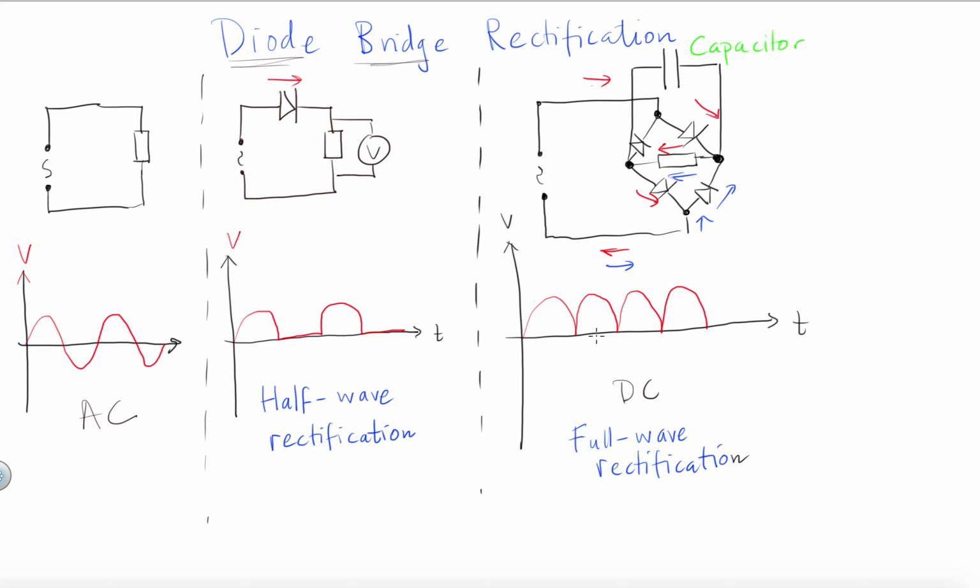The effect of adding the capacitor basically smooths out the full wave rectification, so it doesn't go down to 0. It basically goes down a little bit and then goes back to the maximum again. So this is a smoothed full wave rectification.